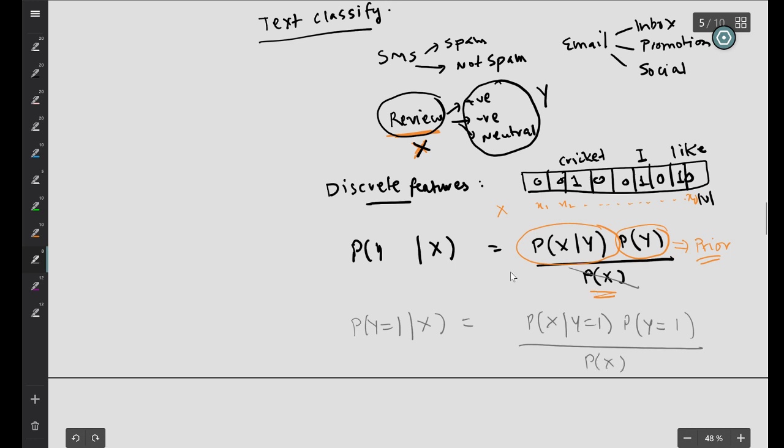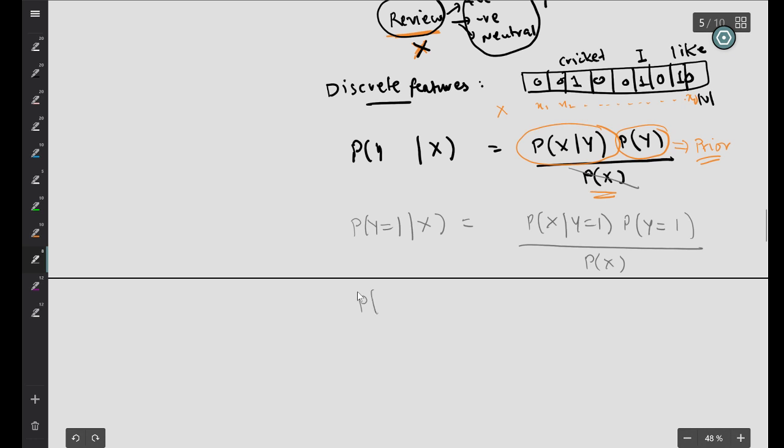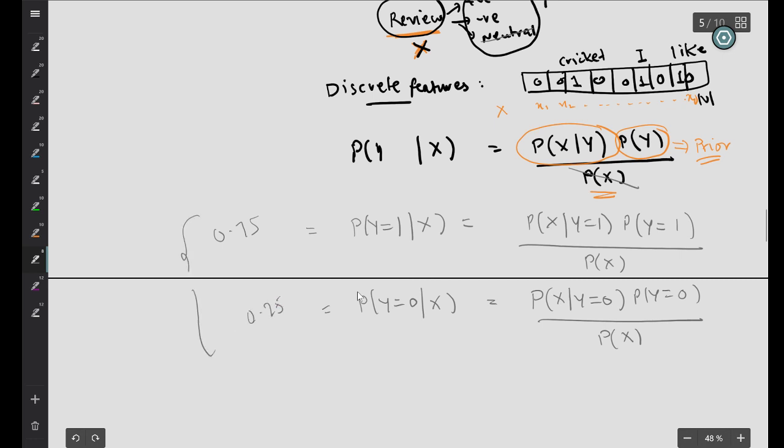And what about p of y equals 0? Let us suppose I am talking only about two classes. I'm not talking about neutral reviews as of now. So this is very simple. You can extend it for any number of classes, but for our example I'm just talking about two classes, divided by p of x. Now suppose this probability comes out to be 0.75, so this probability would be 0.25. The probability which is higher, you take that value and you are done.